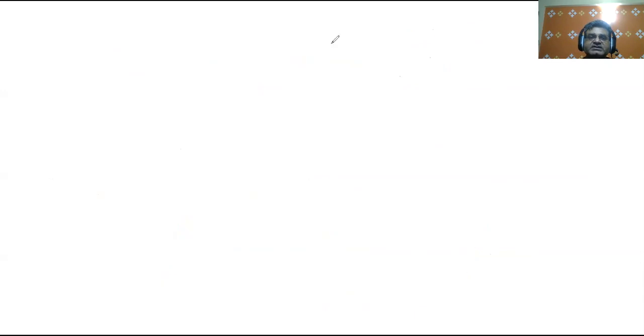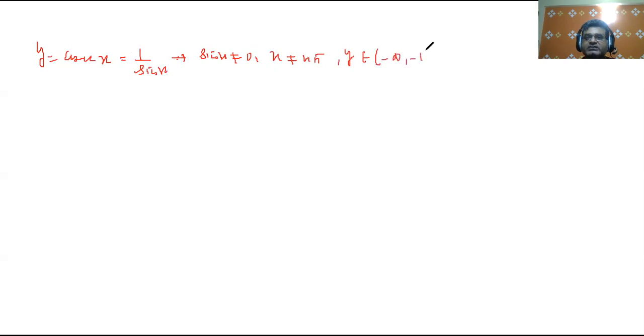Now we are moving to the next. y is equal to cosec x, which is 1 upon sin x. So sin x cannot be equal to 0. It means x cannot take those values, but y can take values from minus infinite to minus 1, a union of 1 to infinity. So now we are making the graph of it.